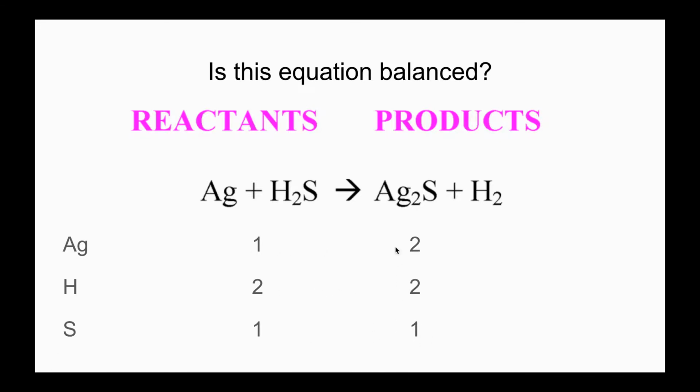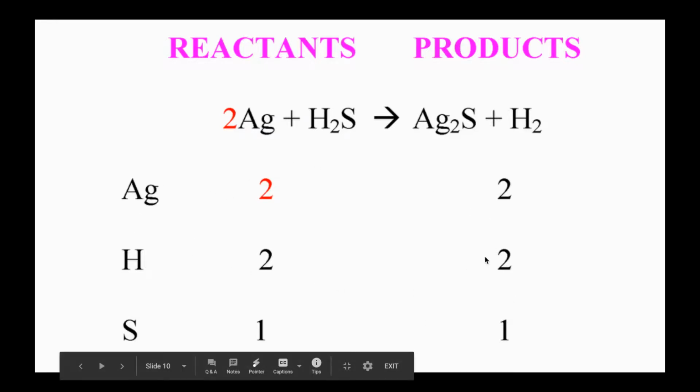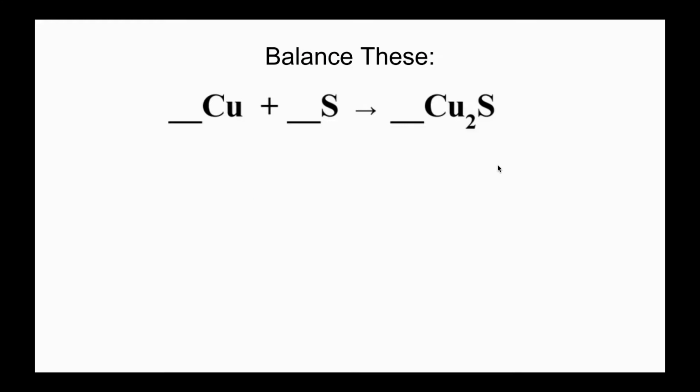So it looks like the hydrogens are balanced and the sulfurs are balanced. So the only thing that I need to balance here is the silver. So I just need to add a 2 coefficient right here in front of the silver, and that will give me 2 silvers like that. All right, so that's another way I like to do this. This is usually how I do it, is I just like to add them up beneath that chemical reaction. All right, so let's balance this.